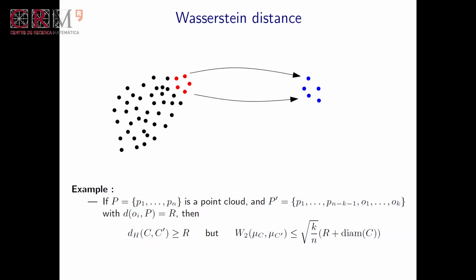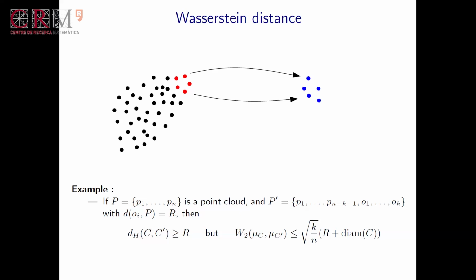So here I have something of order r times the square root of k over n. So if the number of outliers, if you see these colored points as outliers, the blue points that I've moved and need to move back, is small with respect to n, you see that, seen as measures in the Wasserstein metric, these two empirical measures are close to each other.